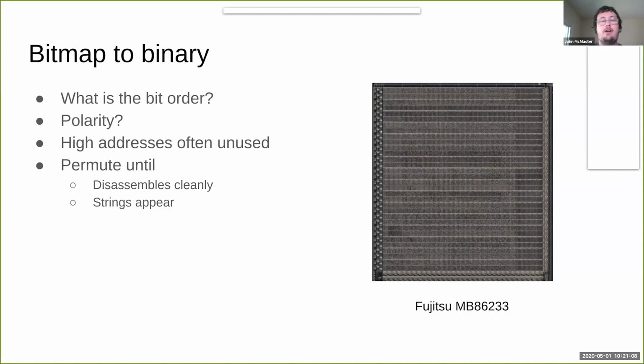Well, the first thing I like to do is look for areas of low entropy in the image, because a lot of times high addresses end up going unused. In the image at the right, for example, you see that there is a dark area on the right where there's really no bit patterns. And that tells us that is most likely the high address of the chip. That is, low addresses on the left, high addresses on the right.